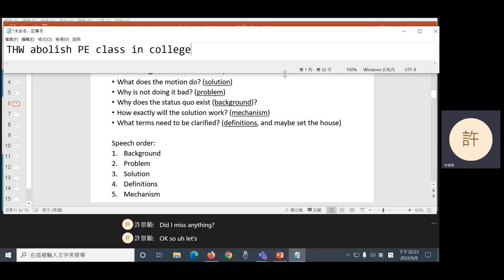So let's look at their answer. First of all, they didn't really explain how the motion would solve these problems. So you could say something like, by abolishing PE class, we no longer force students to take a class that they dislike. That's the first solution. We no longer waste their time by trying to make PE class more academic, where they have to learn theory and things like that. And you can also say that this motion would help promote the school sports teams. Students who wanted to get more exercise would be more willing to join the sports teams. So that's a part of the speech that is not yet complete.